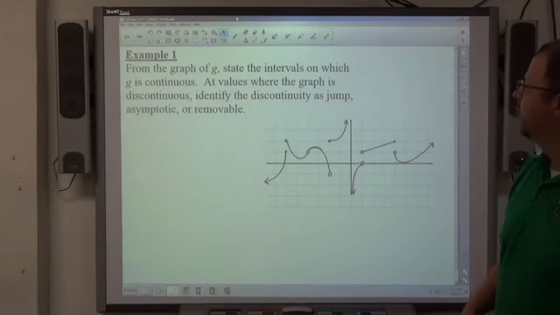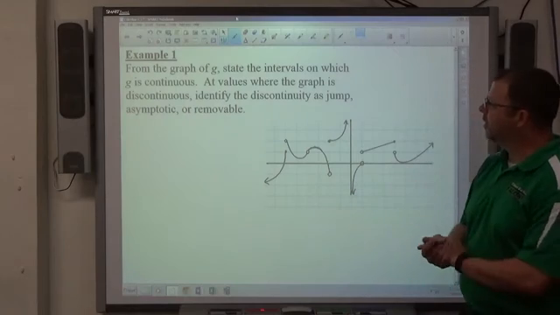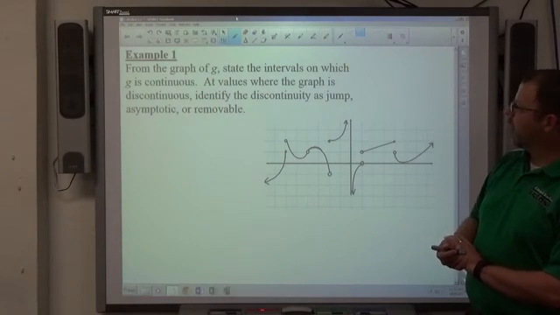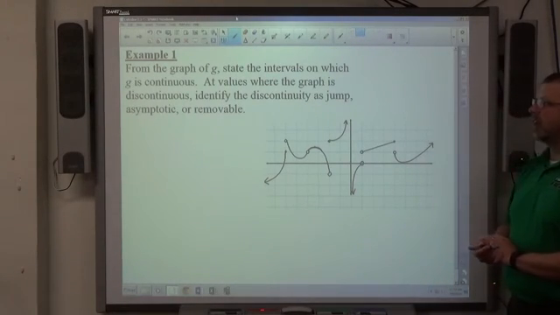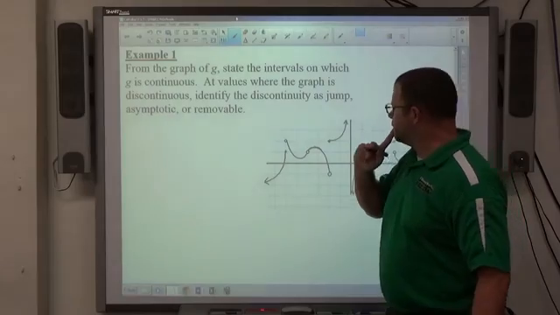Okay, example 1, our directions are to state intervals on which the function g, which is graphed here, is continuous. And then where the graph is discontinuous, we have to identify the discontinuities, either a jump, asymptotic, or removable. We'll talk about what those look like on the video here.